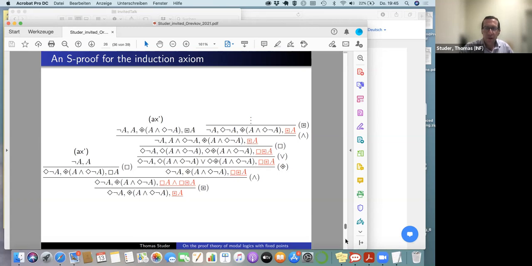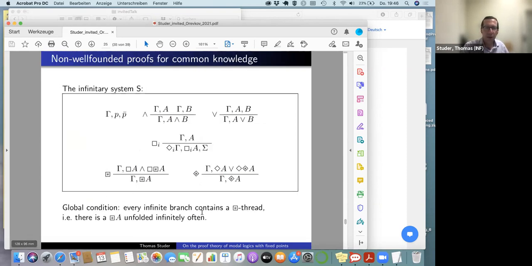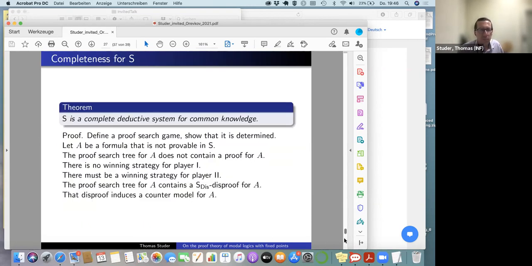So let me just quickly give you two slides. One is how the completeness proof looks for this kind of proofs. What you can do is define a proof search game for this kind of proofs. Of course, this gives you some infinite trees, and then you have this global condition here. But this game is such that player one wins if the formula is provable, if there is a proof.